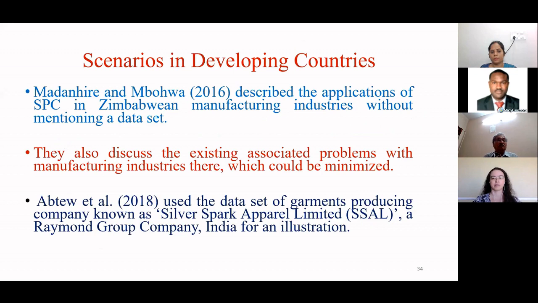Now, Badnar and Mahoba in 2016 described the applications of SPC in the Zimbabwean manufacturing industry. Of course, they have not mentioned the data set. They also discussed the existing associated problems with the manufacturing industry there, which could be minimized. Again, Apu and others in 2018 used the data set of a garment producing company known as Silver Spark Apparel Limited, a Raymond Group company, India, for an illustration.